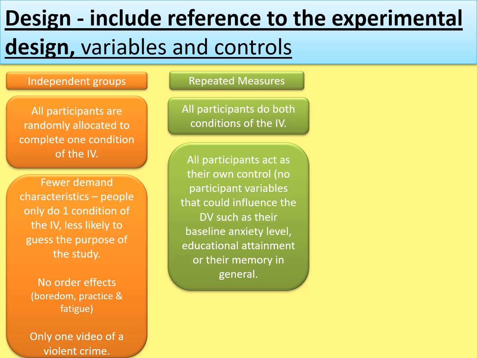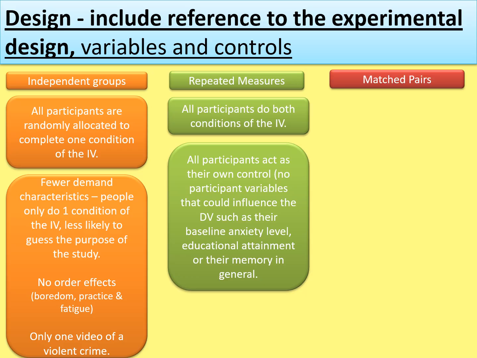And then the justification. So the good thing, what's good about repeated measures? So you're justifying, you're saying, well, I've chosen this because all participants act as their own control, which means there'll be no participant variables that could influence the DV, such as, and then you need to say what kind of participant variables would affect the DV, their accuracy of recall. So it could be things like their baseline anxiety level, their educational attainment, or their memory in general. So those are the participant variables that may impact on how good people's recall is. And so if you have repeated measures design, then people are in both conditions of the IV and those things won't affect it.